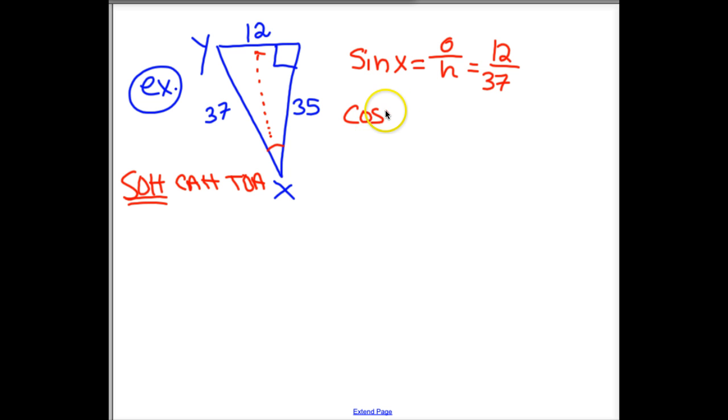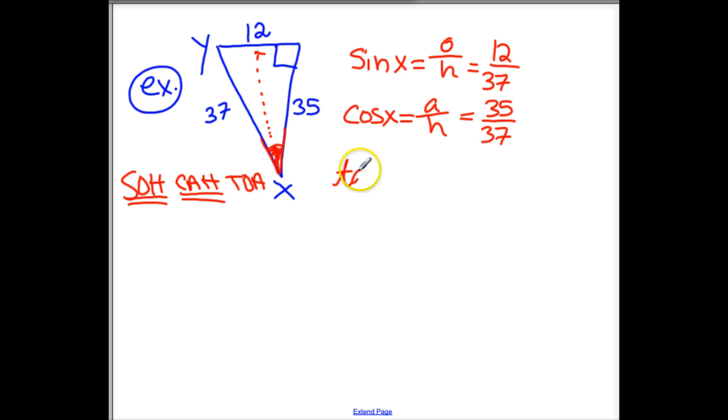What about the cosine of angle x? Again, I'm still focusing on this angle. Cosine is adjacent over hypotenuse. So I will go adjacent, or right next door, and there are two sides right next door to angle x, but again 37 is universally called the hypotenuse because it's across from the right angle. So adjacent would be considered 35, and the hypotenuse is 37.